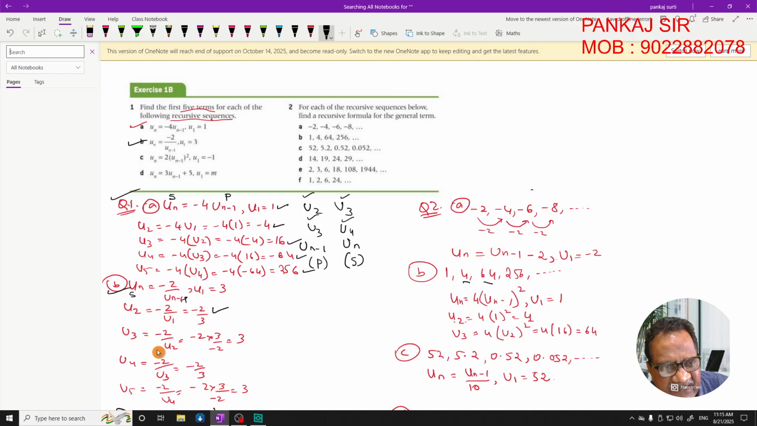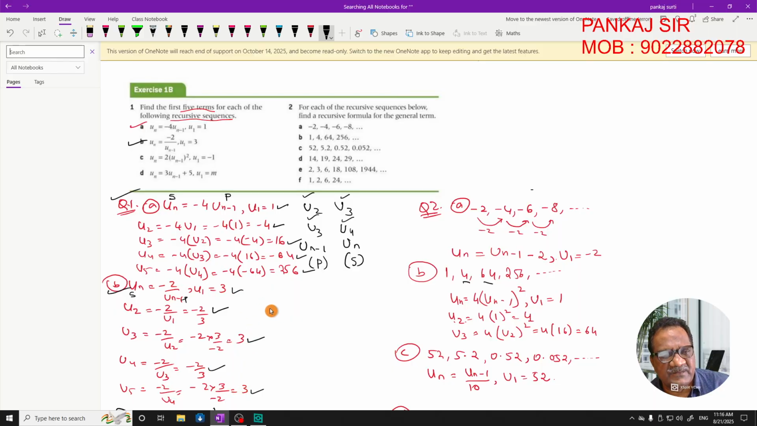u3 will be equal to minus 2 upon u2. Minus 2 divided by u2, which is nothing but minus 2 upon 3. So minus 2 into 3 upon minus 2, that is 3. U4, the fourth term, will be minus 2 upon the third term. Minus 2 upon the third term is minus 2 upon 3. And the fifth term will be minus 2 upon the fourth term, u4. Minus 2 into 3 upon minus 2, that is 3. And the 5 terms will be 3, minus 2 upon 3, 3, minus 2 upon 3, 3.